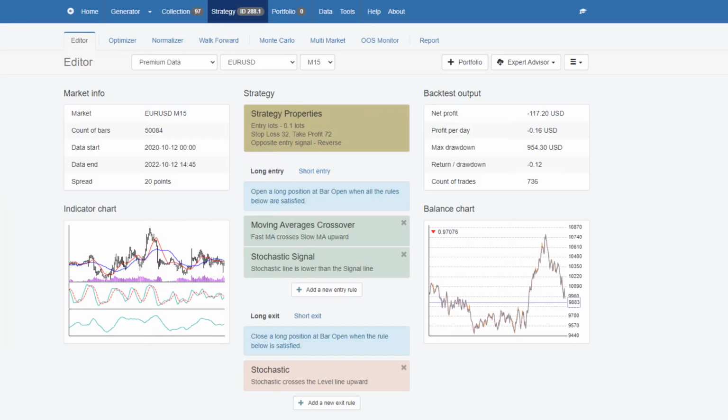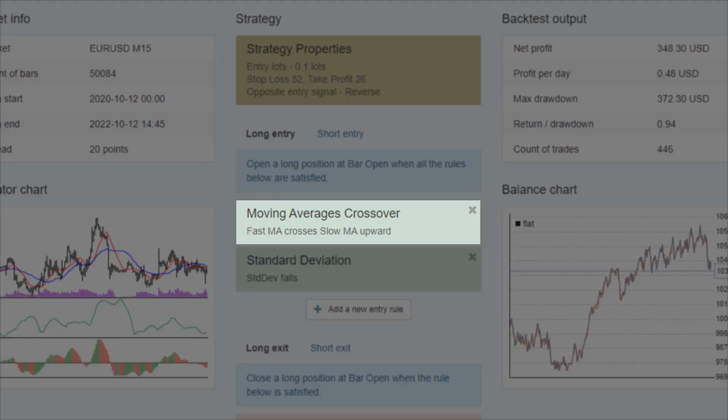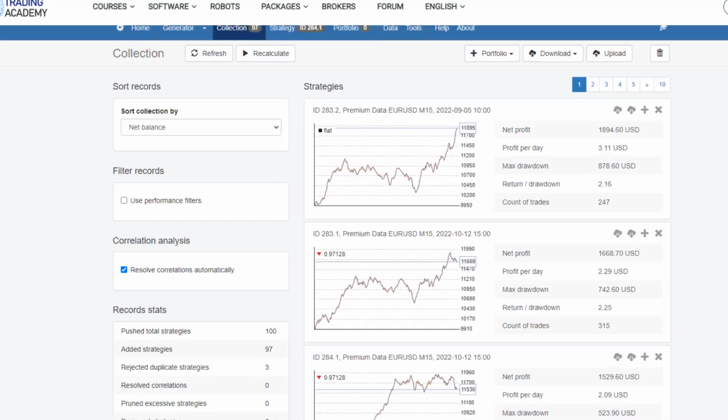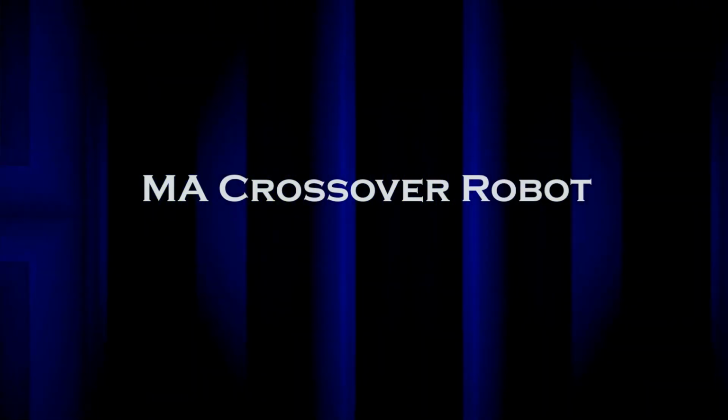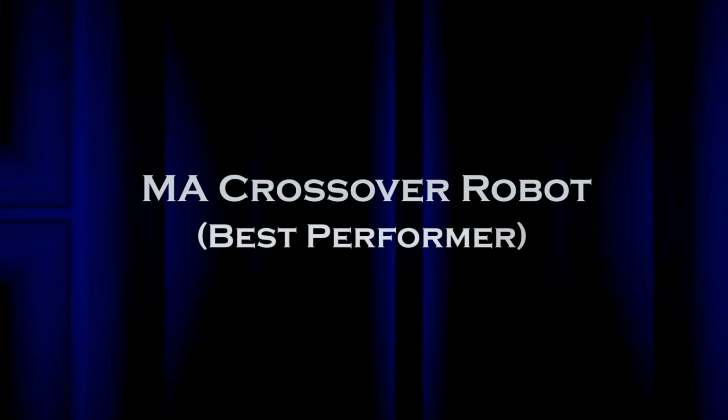And I turned out to be super right, because after that video I took the time to create dozens of strategies with the moving average indicator, and I actually created 97 robots, all using the moving average crossover. And in this video I will share with you the moving average crossover robot that showed the best performance.